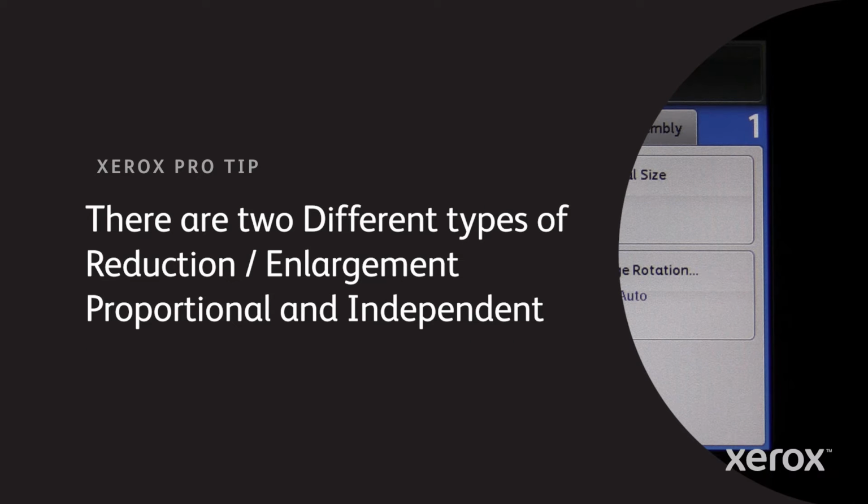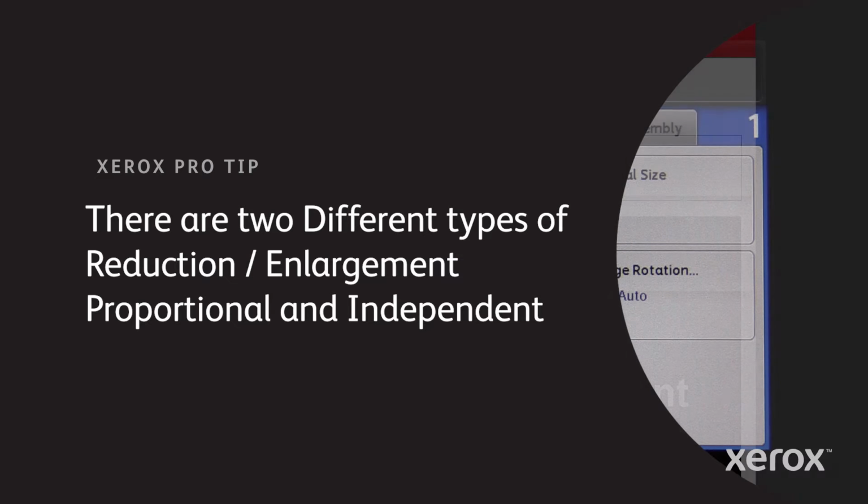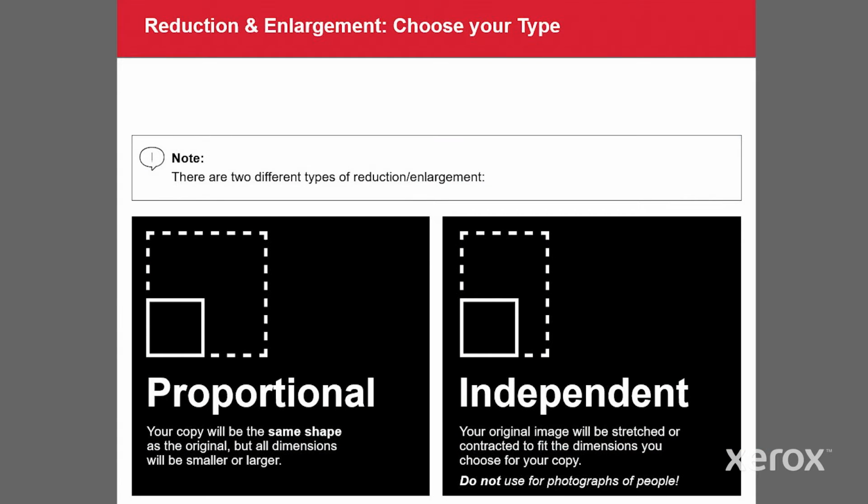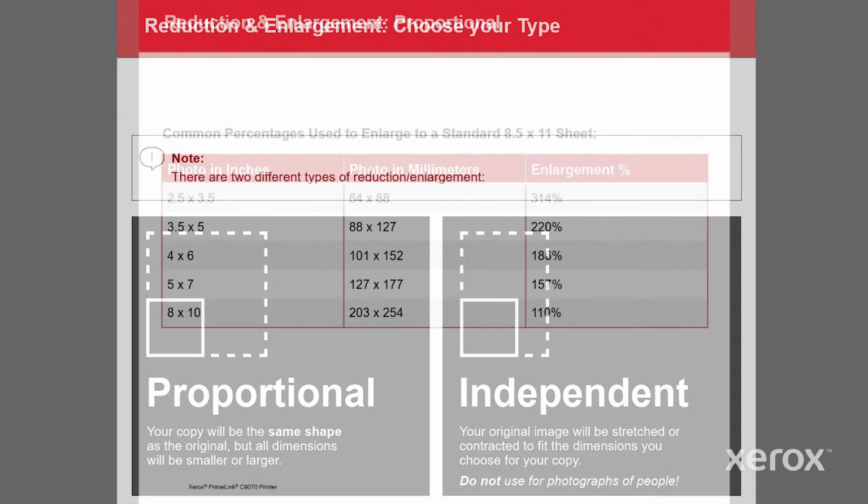There are two different types of reduction and enlargement. Proportional: your copy will be the same shape as the original, but all dimensions will be smaller or larger. Independent: your original image will be stretched or contracted to fit the dimensions you choose for your copy.